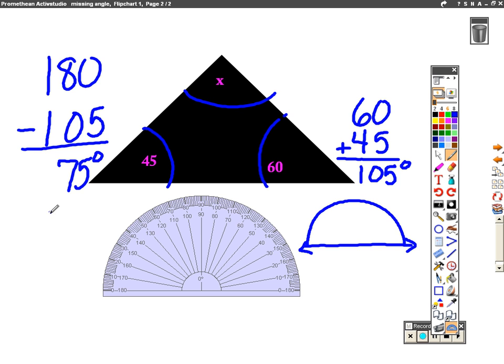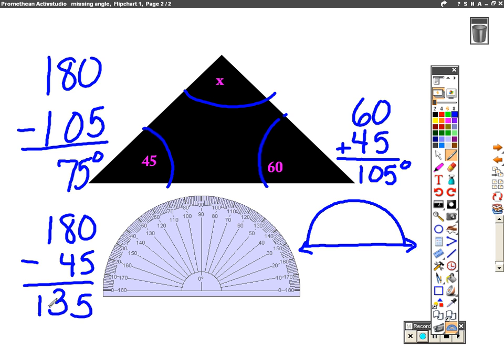Some students also like to take the total and subtract what they know. So I know the 45, so that gives me 135. And then I know the 60, so I subtract that, and that gets me 75 degrees. Both ways get me the same answer, and both are correct. It's a matter of what you're comfortable with. Let's look at one more.